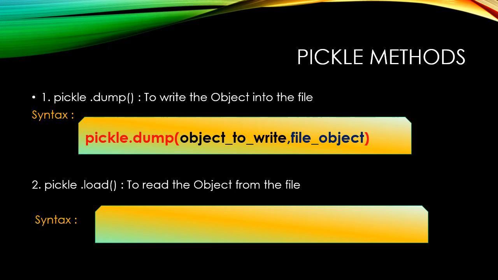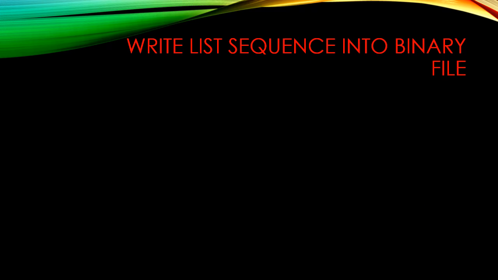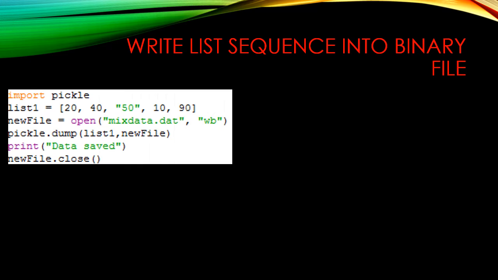And the load method is used to read the object from the particular file. The data read will be assigned to some variable, such as a container object, and load takes only one parameter, that is the file object.